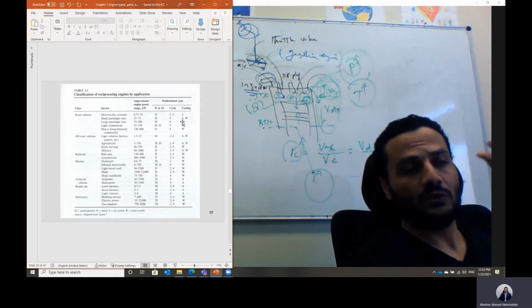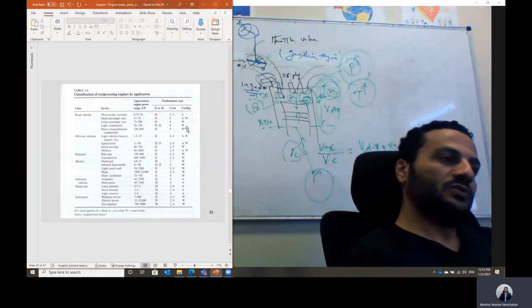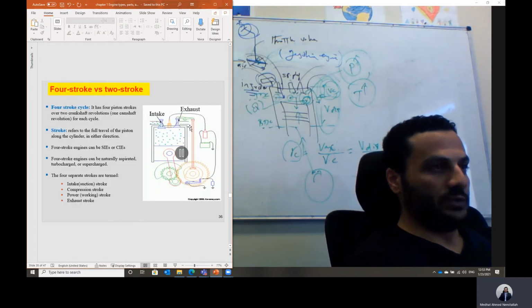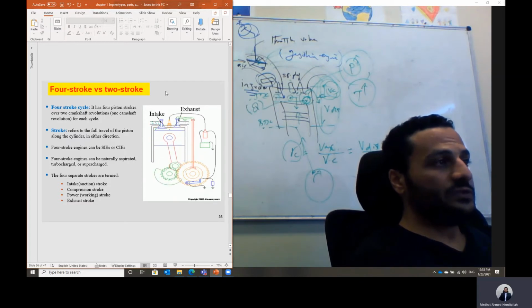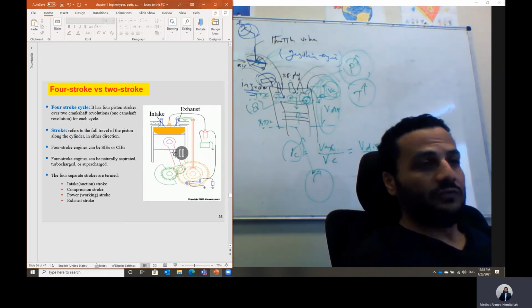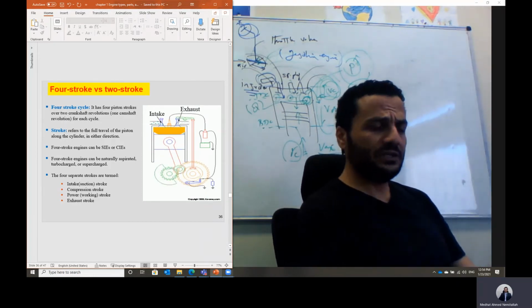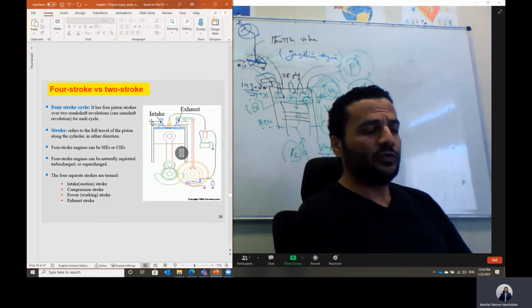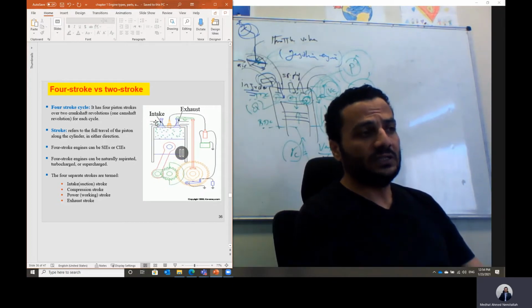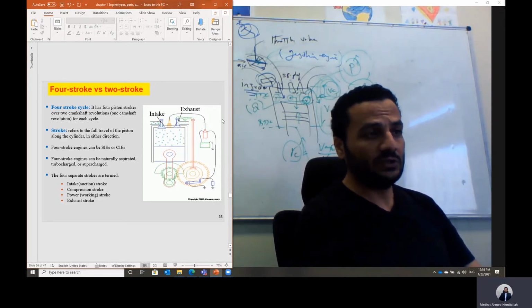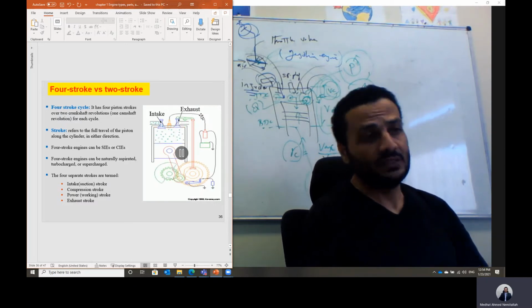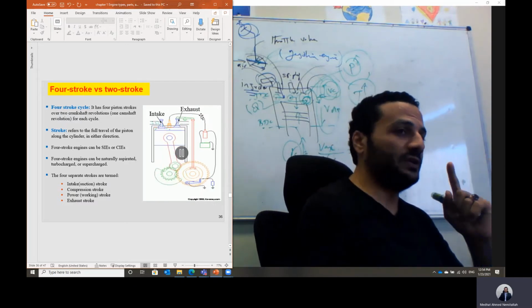You can use air cooling for engine cooling, but in most cases the engine is water-cooled. Type: the 4-stroke versus the 2-stroke engine. 4-stroke, we said this more than once. In a 4-stroke engine, the engine completes one cycle from the intake, when we take the air plus fuel, until we exhaust the exhaust gases. This is called one cycle.